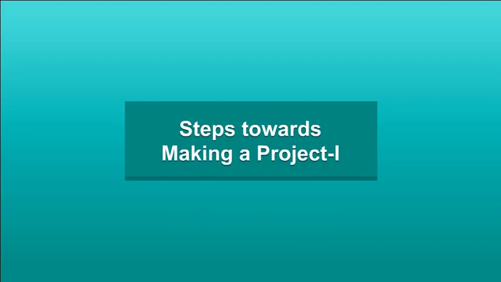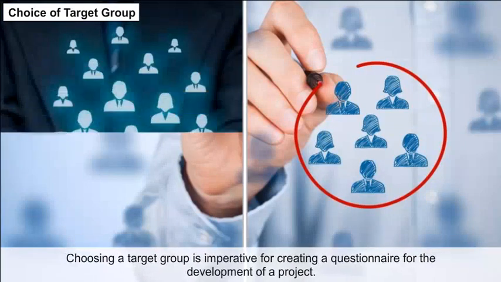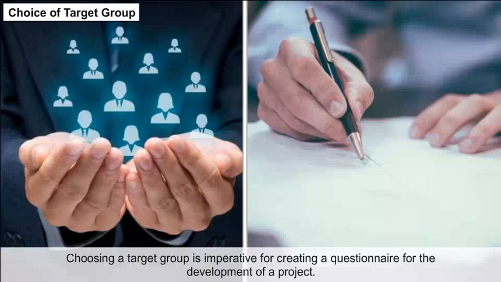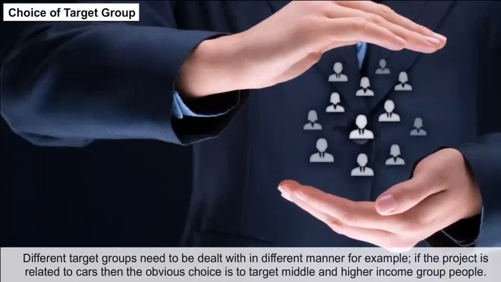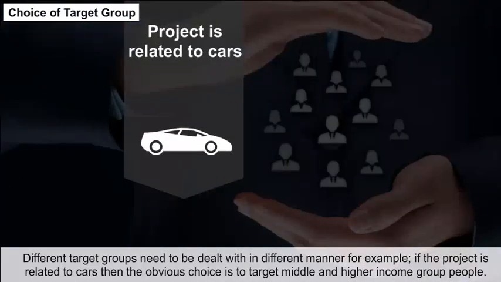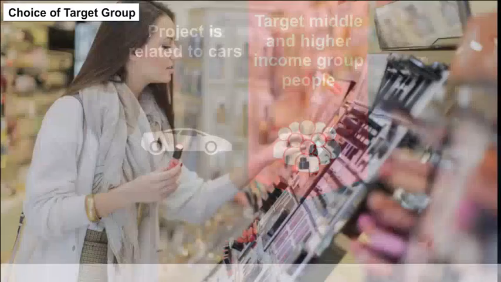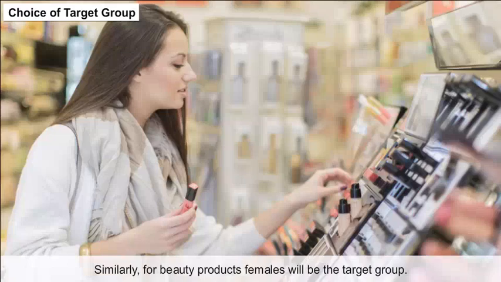Steps towards making a project. 1. Choice of target group. Choosing a target group is imperative for creating a questionnaire for the development of a project. Different target groups need to be dealt with in different manner. For example, if the project is related to cars, then the obvious choice is to target middle and higher income group people. Similarly, for beauty products, females will be the target group.